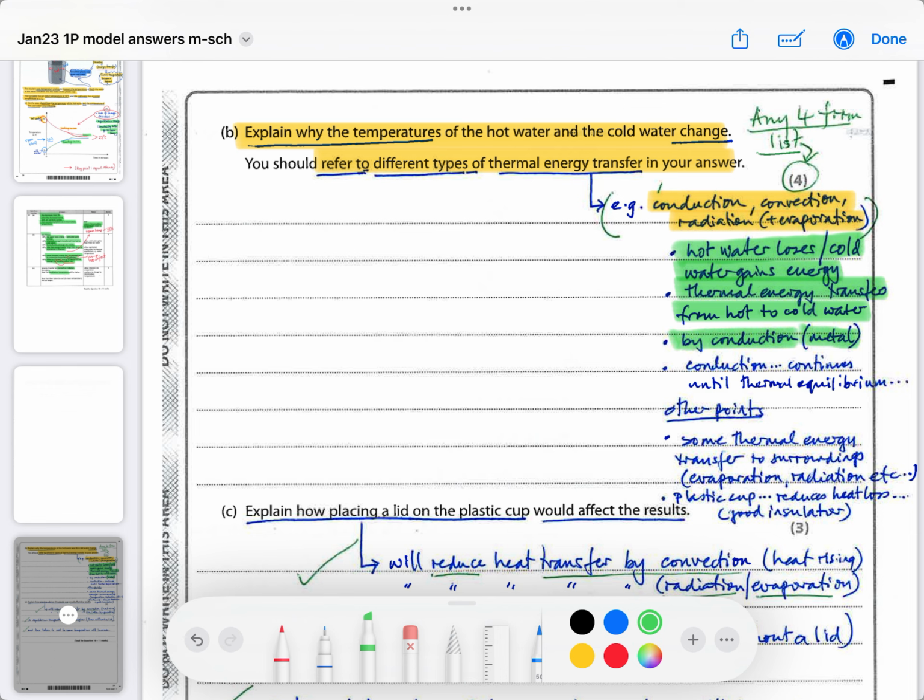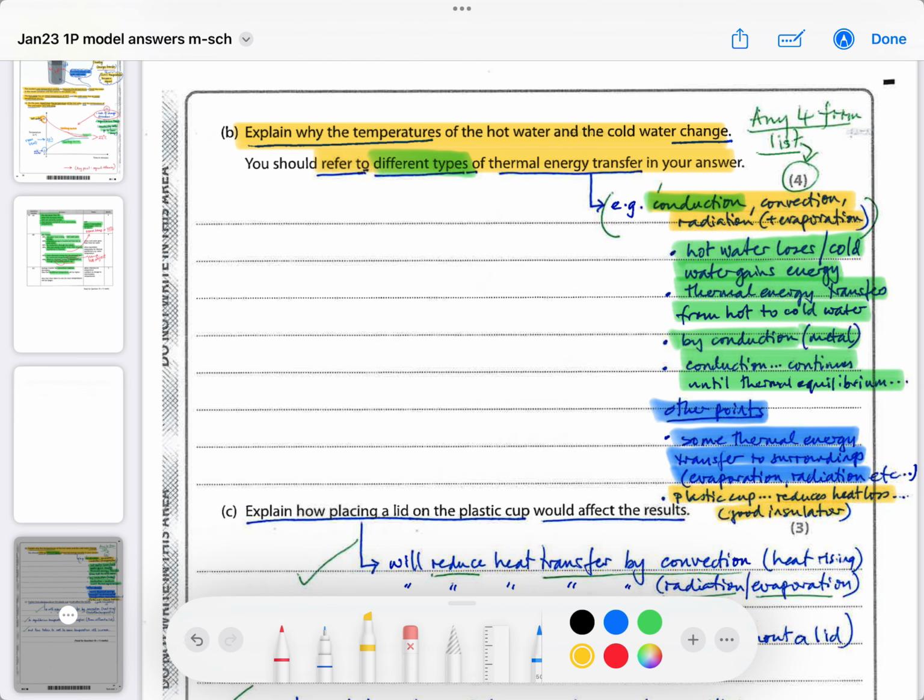Metal is a good conductor. That allows you to talk about one type of the different thermal energy transfers. So the conduction will continue until thermal equilibrium is reached. We talked about that. And other points you can make are here. Some thermal energy is transferred to the surroundings, like I drew in the diagram, by evaporation and radiation. Okay? So it's basically the hot water especially will radiate more than it absorbs by radiation. And then the final point that they were making was that the plastic cup reduces heat loss to the surroundings, and that was a good one to use.